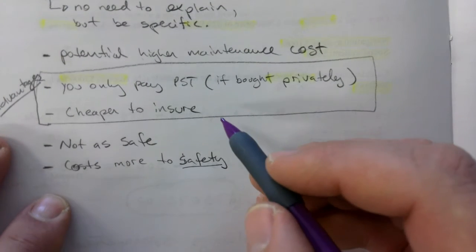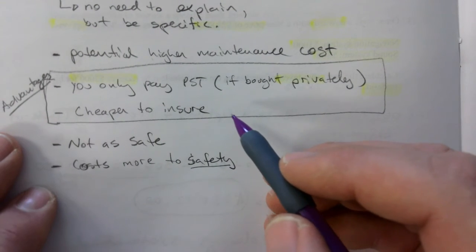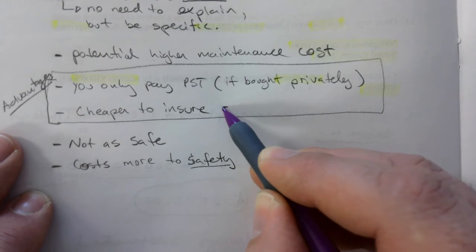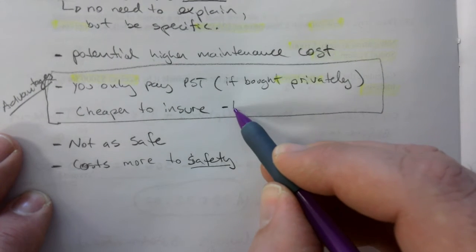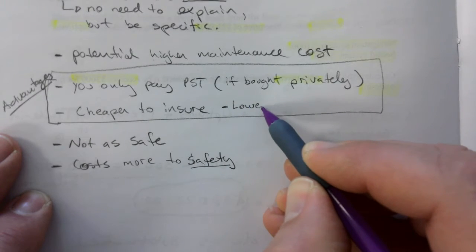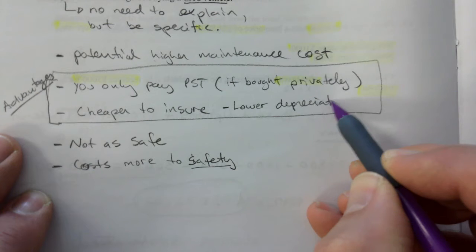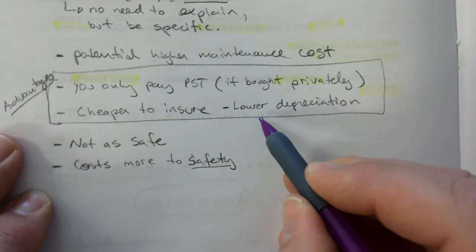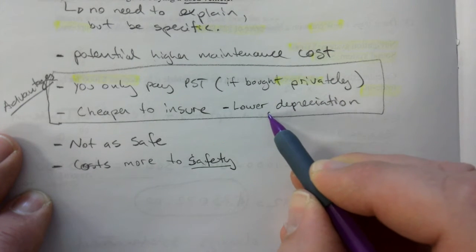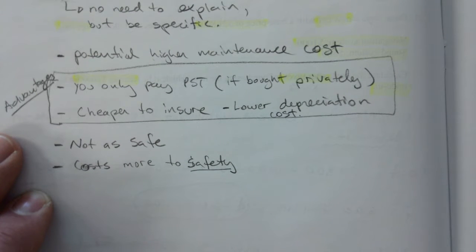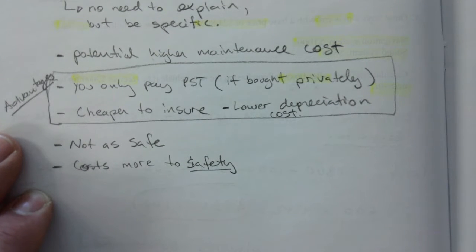For advantages, because this could have easily been an advantage question, I'm going to add one more. Do you remember this one? Lower depreciation. Lower depreciation costs. Like the car won't lose as much of its value if it's used. That would be definitely an advantage, okay?